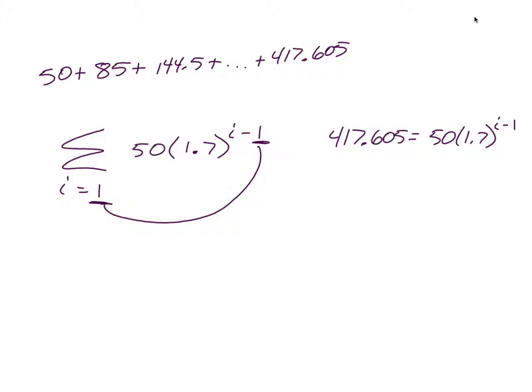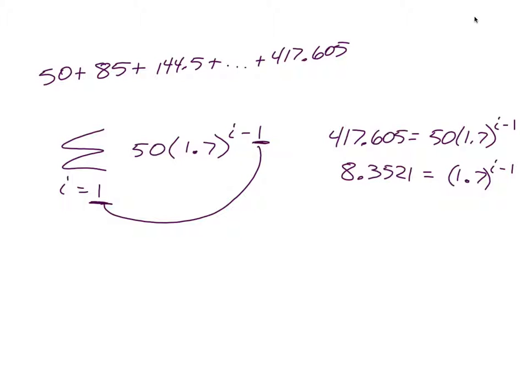All right, so what's our first step? Divide by 50. Couldn't you multiply first though? What do you want to multiply? 50 and 1.7? You cannot do that, because 1.7 has an exponent.